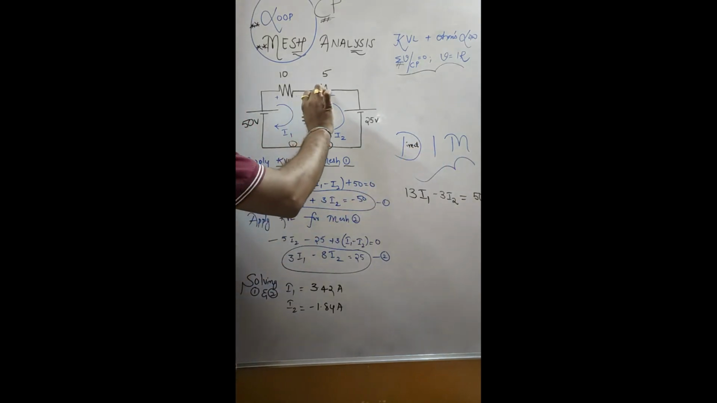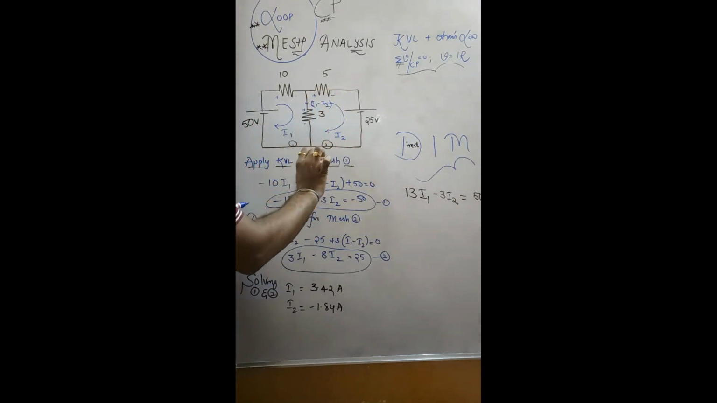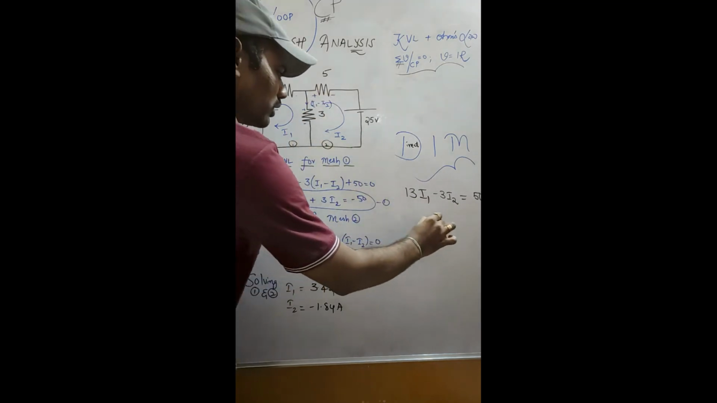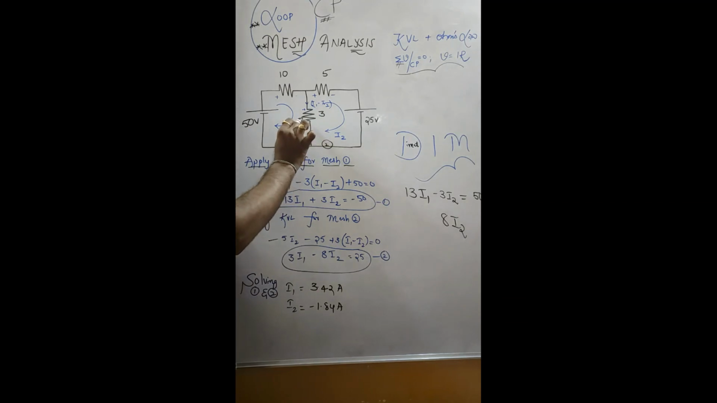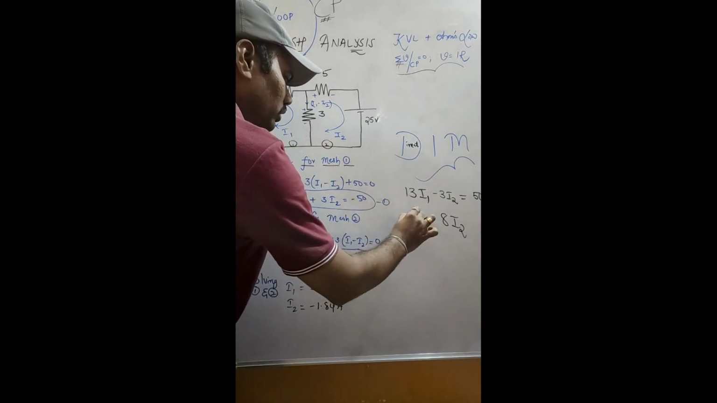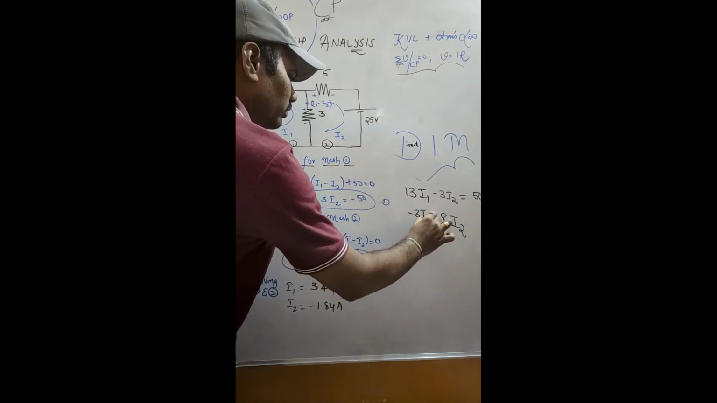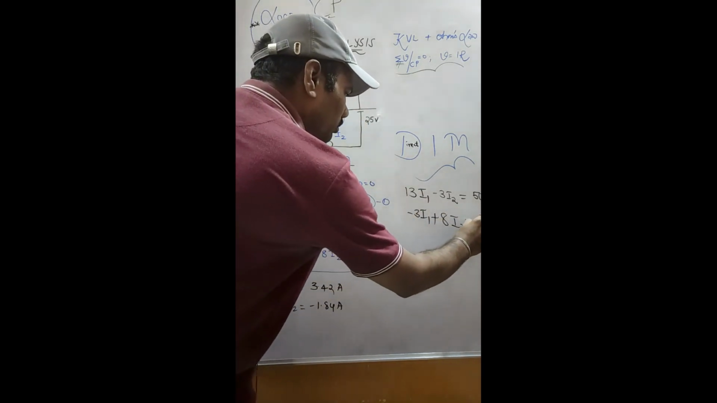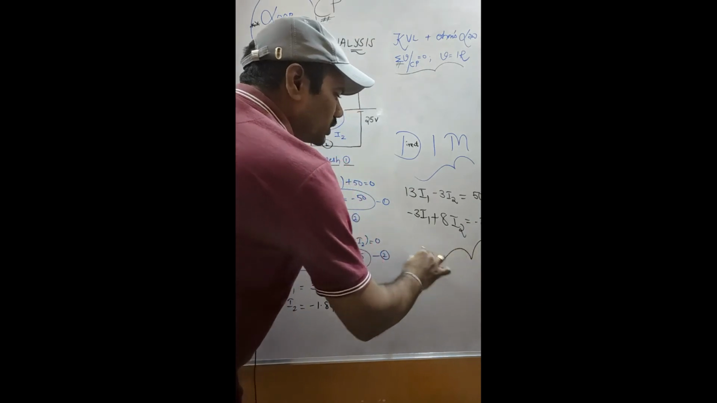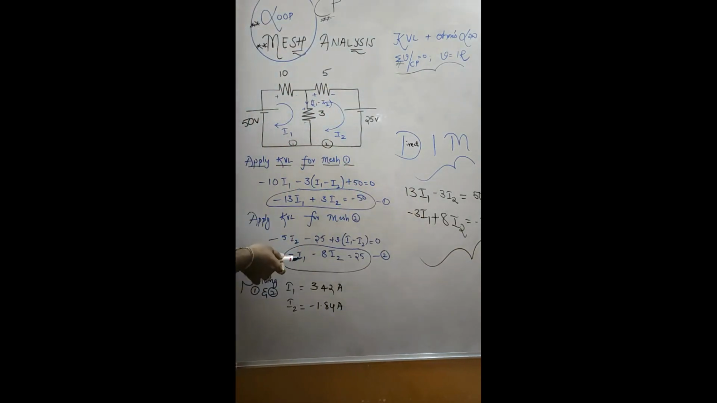Another one, the second mesh. Take only this part. These two are connected in series, so that is 5 plus 3, 8 I2. With reference to this one, the shared resistor is negative: minus 3 I1. Positive to negative current travel is equal to minus 25. These are the two equations. When we observe these two, the same values will occur.